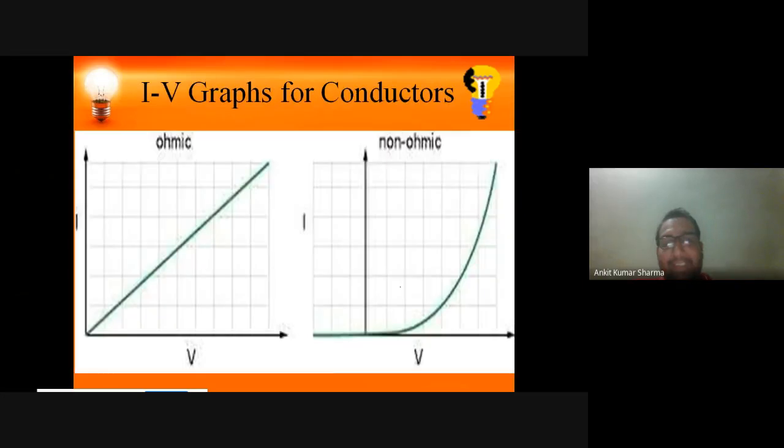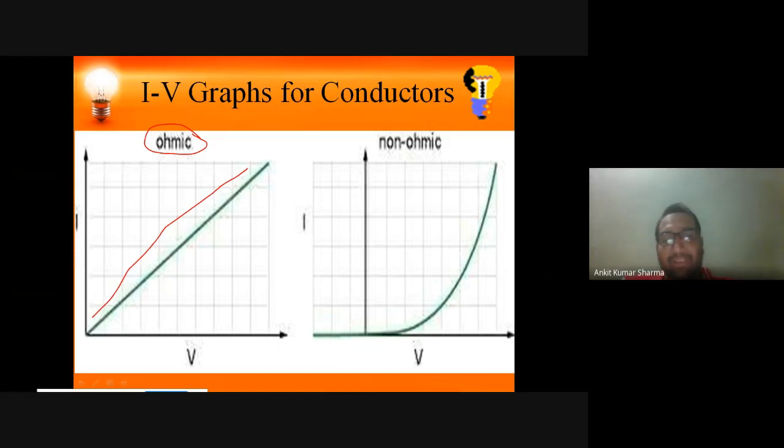You can see in the next slide that there are two pictures. In the first picture, you can see the ohmic conductor which follows Ohm's law. That means if the voltage increases, the current increases rapidly or linearly.